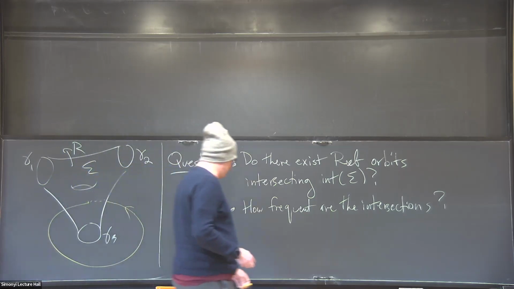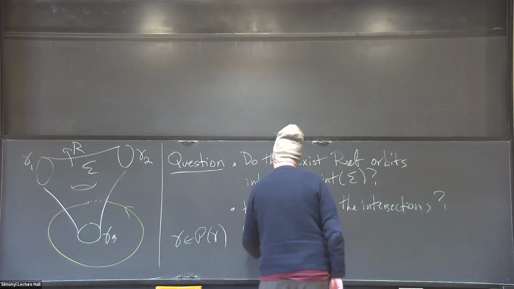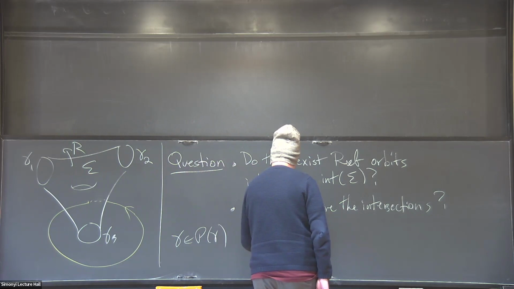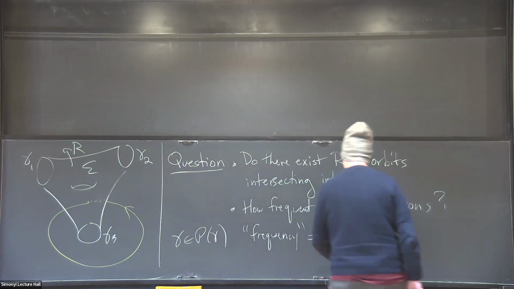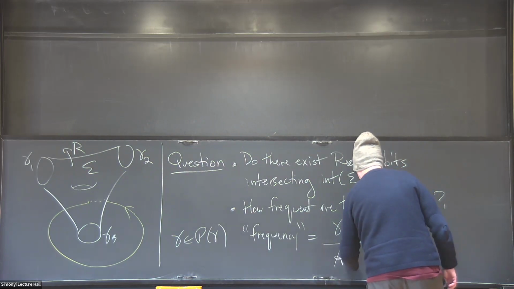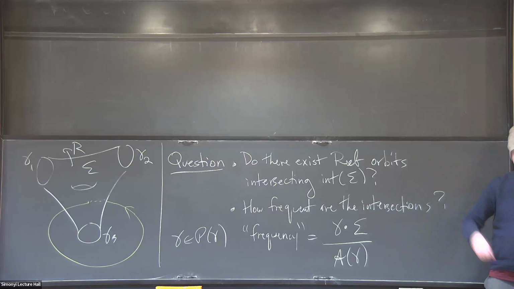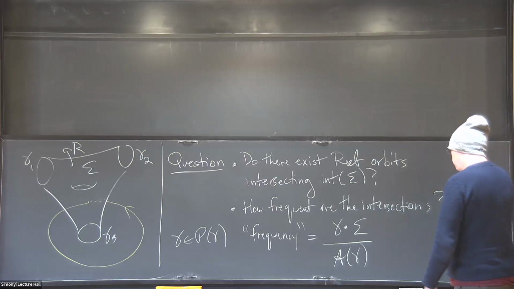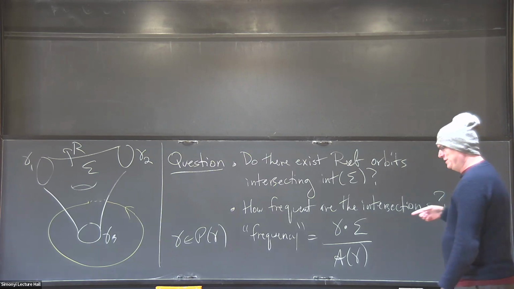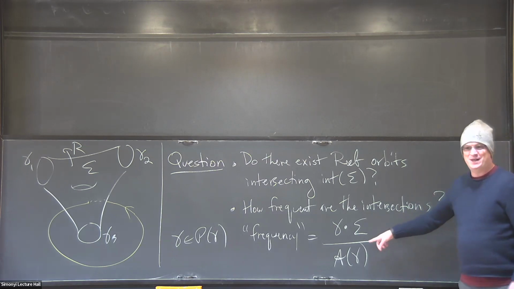A Reeb orbit could intersect many times. So if gamma is a Reeb orbit, the frequency is the number of intersections with the surface divided by the action. So that's, on average, how much time the flow goes between intersections. Maybe that's the inverse of the frequency. No, I guess it's a frequency, but whatever. Anyway, what can I say about this number?